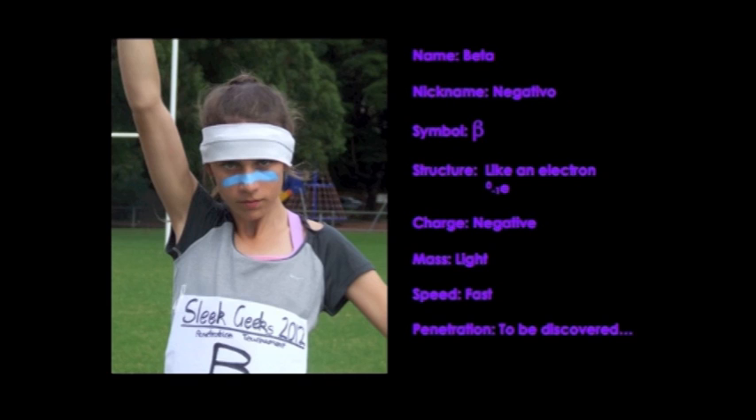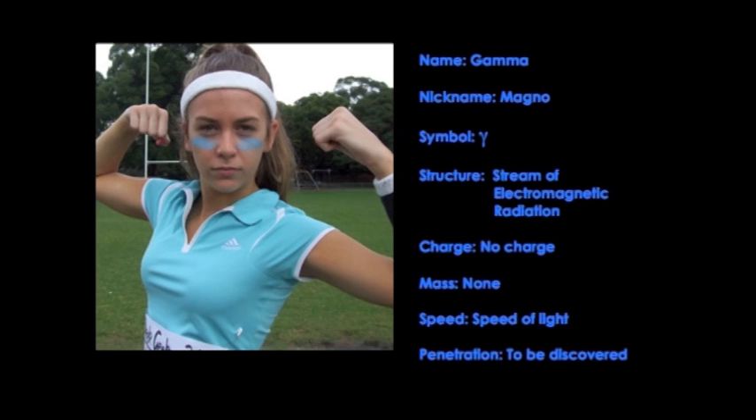Here we have beta with a -1 charge. It's a high-speed electron that shoots out of an unstable particle. It's very light and fast. Finally, we have gamma, nicknamed magna because of its electromagnetic waves. Gamma isn't a particle, but rather electromagnetic radiation that travels at the speed of light. It has no mass and no charge.